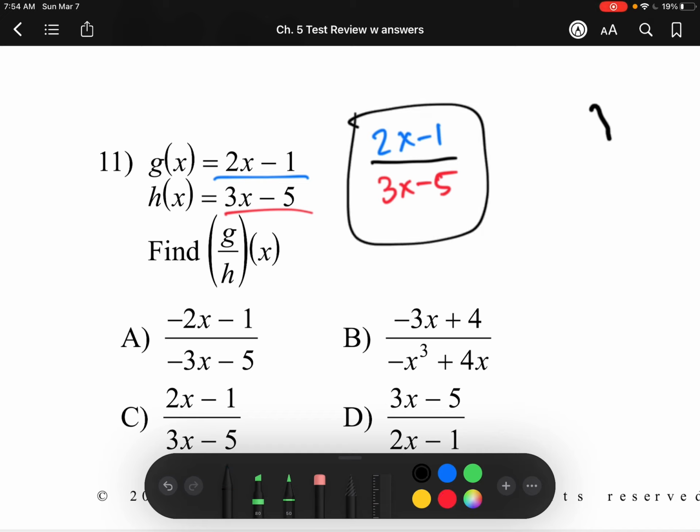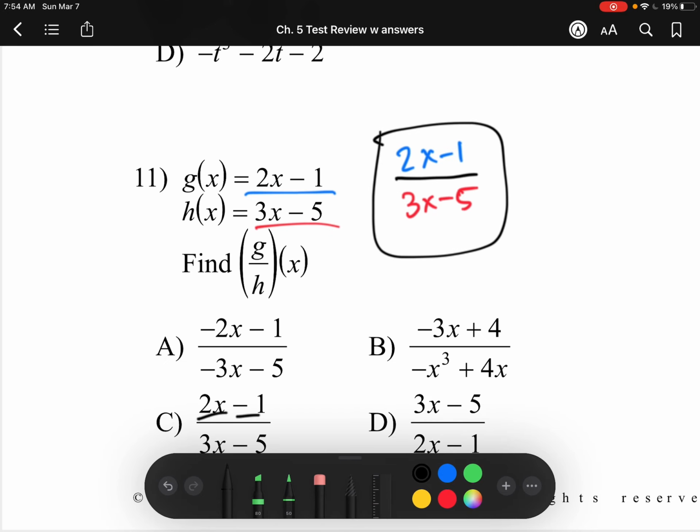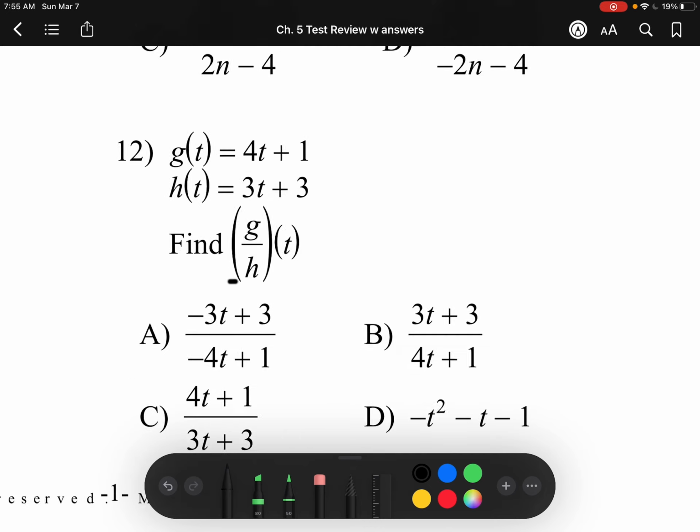So let's look for the option that matches that. And that is option C. All right, so 2x minus 1, which matches this, 3x minus 5, which matches this. So option C. All right, number 12.